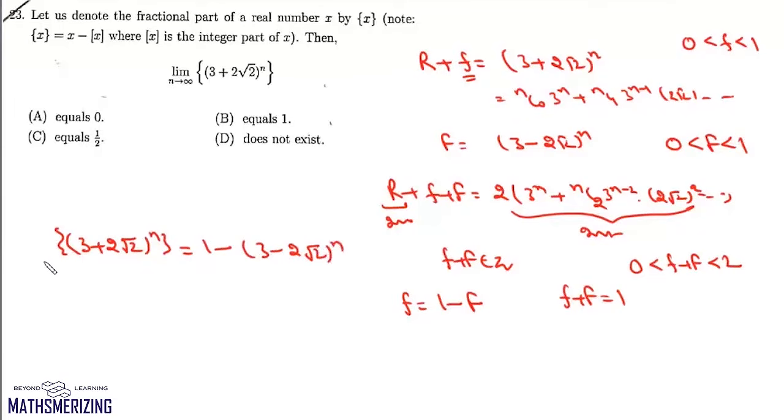Now we'll take the limit n tends to infinity. And this is 1, and this value lies between 0 and 1. So a to the power infinity in this case will be simply 0. So the answer to this limit is 1, and that's your option B.